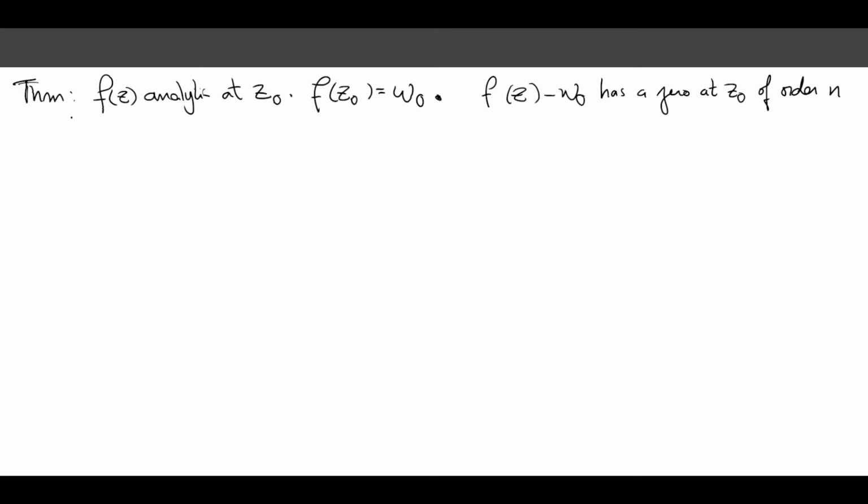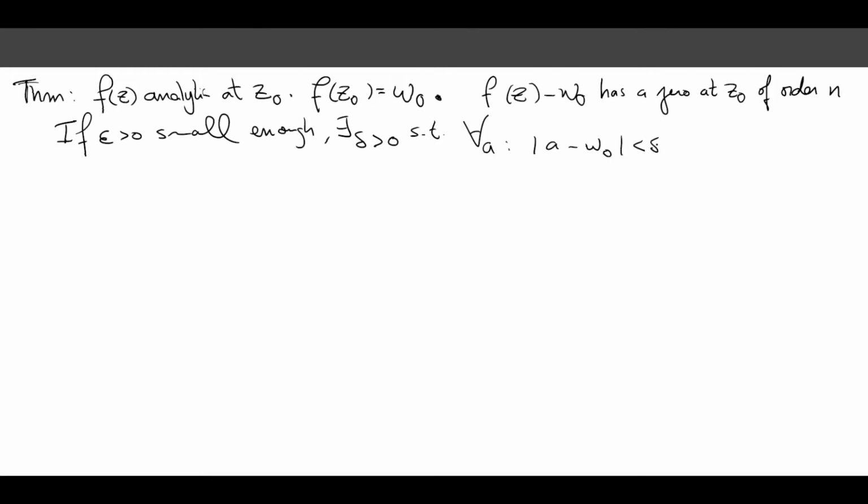Okay. Then we showed that if epsilon bigger than 0 was small enough, then for that epsilon there existed a delta bigger than 0, such that for all a in the image, for all a such that |a minus w0| is smaller than delta, and let's say bigger than 0 because I might want to say a bit more. That part is not really that important.